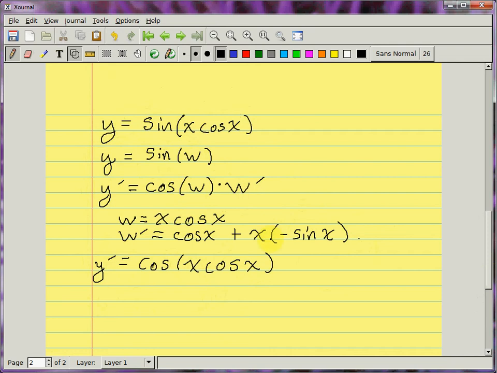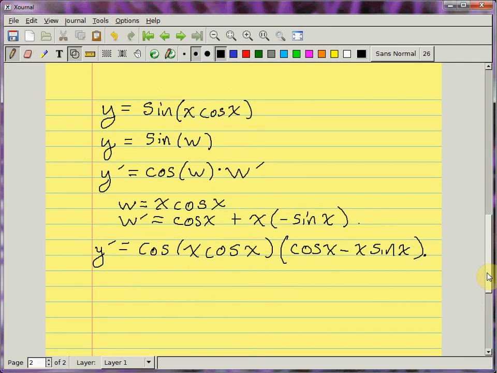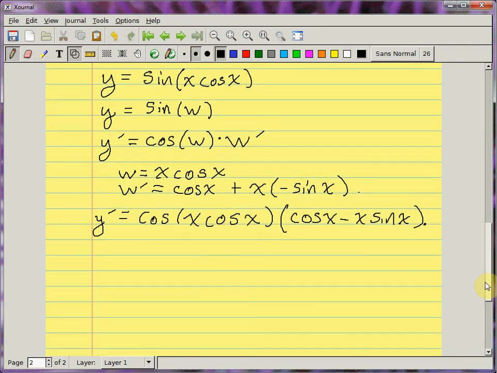And this w prime is, be sure to do quantity times, is cosine x plus, I guess maybe it should be minus. Use minus. Minus x times sine x. And that's it, we're done. Okay, so no problem. Now let's keep going. I know you probably have a powerful hunger for the chain rule.